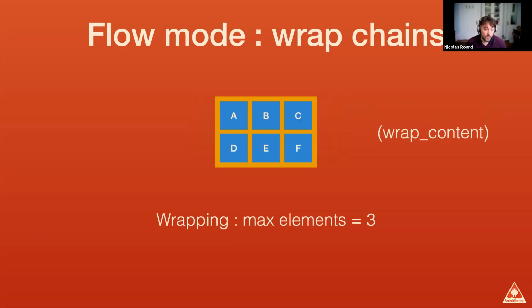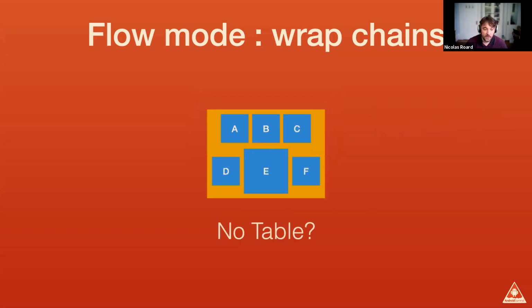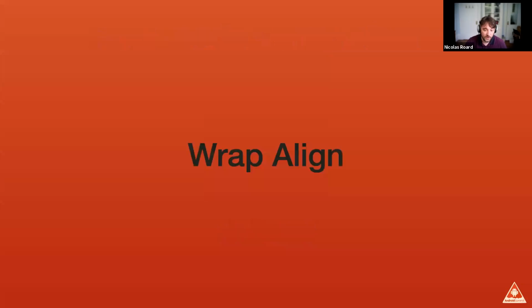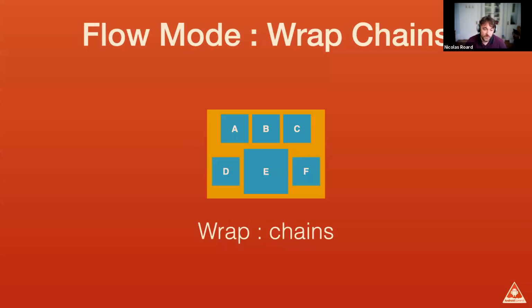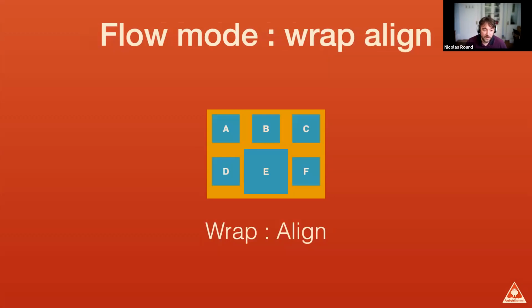And another nice thing is you could even specify how many elements maximum you want per dimension. So if you look at that, it looks very similar to a table, but it's not. If that element in the middle was a bit bigger than the others, then they are not aligned anymore, right? They were only aligned in my previous example because they were all the same size. So we have another mode called wrap align that takes your elements and aligns them like they were a table. So that can be very handy to just create a quick table-like UI within a constraint layout.